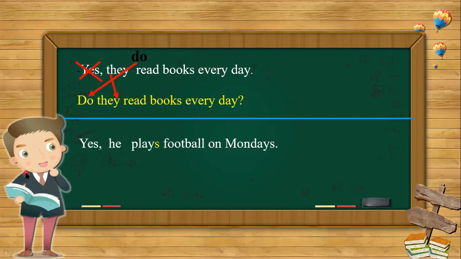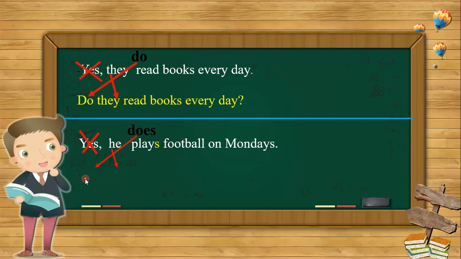Okay. Example number two. Yes, he plays football on Mondays. Super, Farah. So what do we do? Excellent. Cross yes. Then the subject here. Does it take do or does? He. Excellent, Yasin. Excellent, Khadija. He takes does. Super. So I will make the scissors and I will start with does.